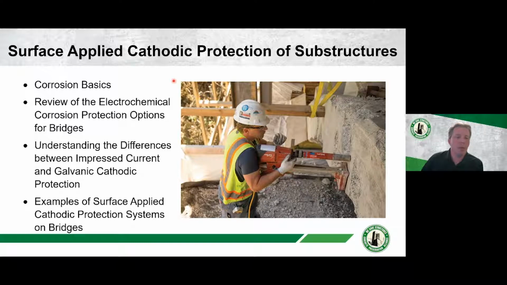Yep. So I want to thank everybody for showing up. We're going to move a bit faster through the first part of it. We're going to start with corrosion basics, a little review of the electrochemical corrosion protection options. You've been exposed to this previously with some of the previous presenters, but we'll do a once over on those quickly, and then we'll understand the differences between impressed current and galvanic cathodic protection for surface applied anode cathodic protection, and we'll then drill down and do a bit of a case study on surface applied cathodic protection systems. So let's get started here.